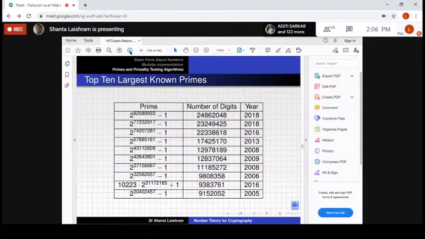Now I just want to give you the list of the top 10 largest known primes. As of today, these are the top 10 largest primes. The largest prime is 2^82589933 minus 1, which has around 24.86 million digits, and was discovered in the year 2018. And 9 out of the top 10 largest primes are Mersenne primes of the form 2^p minus 1.